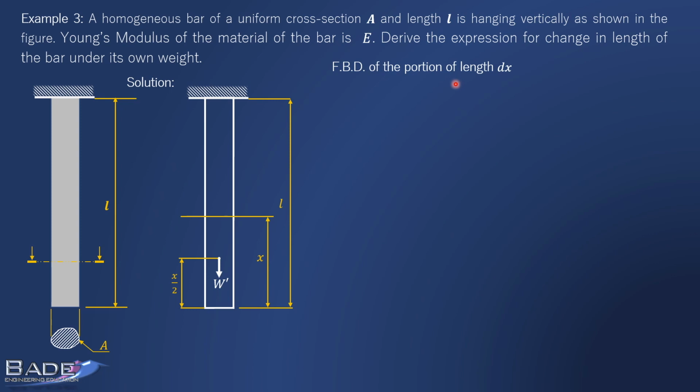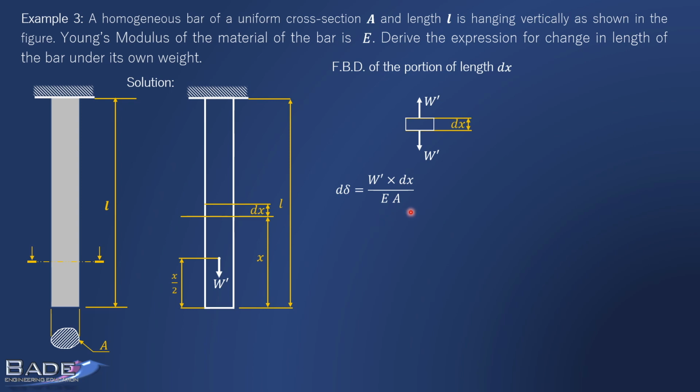So FBD of portion of length dx. So at distance x, we'll consider portion of the bar of length dx. We are going to draw FBD of this small portion. So this small portion is experiencing load W dash, sum of forces on any one side. So you can consider lower side, W dash. So this is a bar of uniform cross section experiencing pull type of force W dash and has a length dx. So change in length of this bar, because it is an infinitesimally small portion of this entire bar, its elongation we have mentioned as d delta.